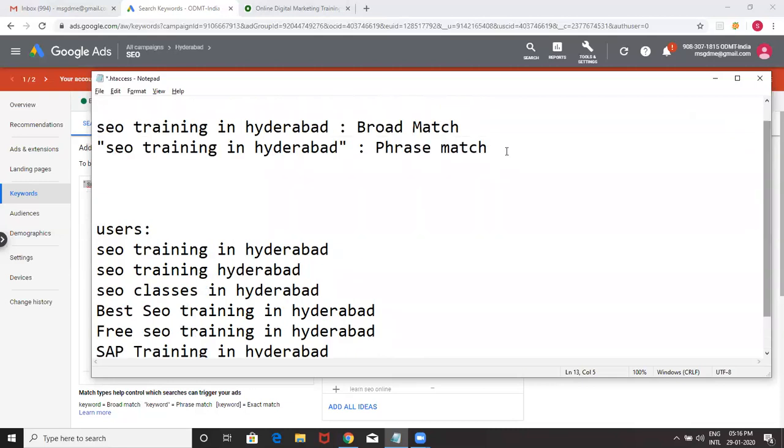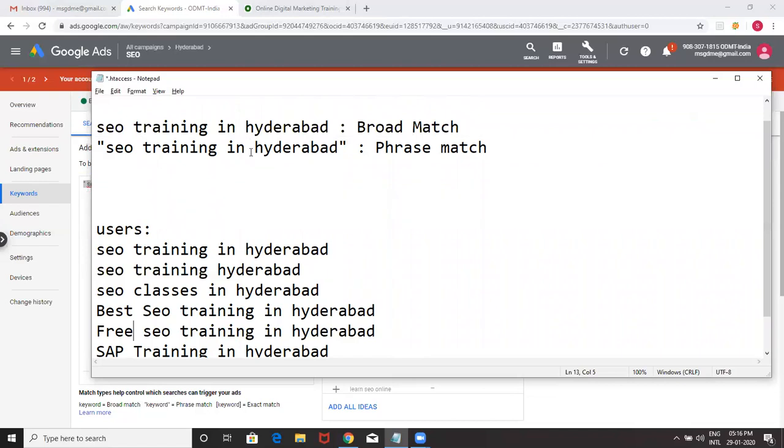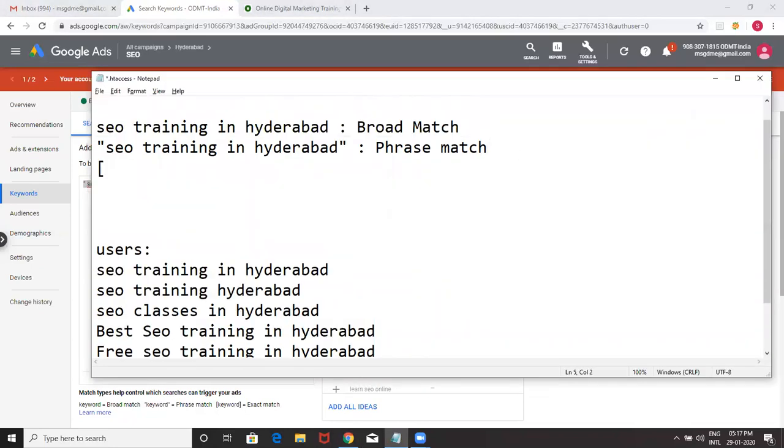In order to avoid this, this is good for medium companies, but small companies can't afford this also. At that time, use the exact match. How to mention the exact match? You have to mention it in brackets, like you mentioned.